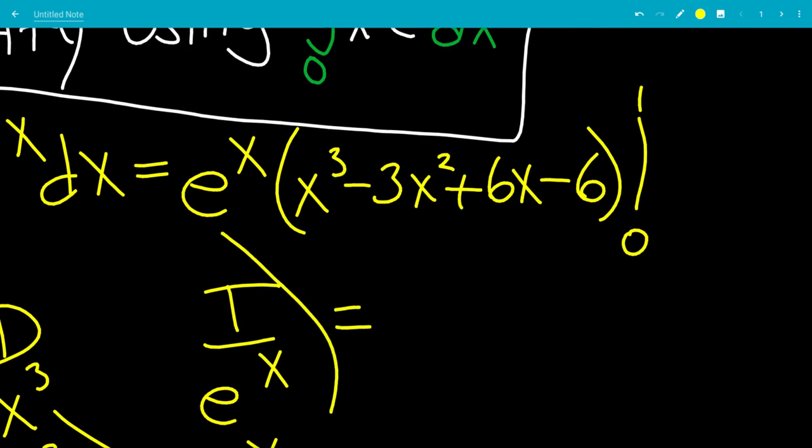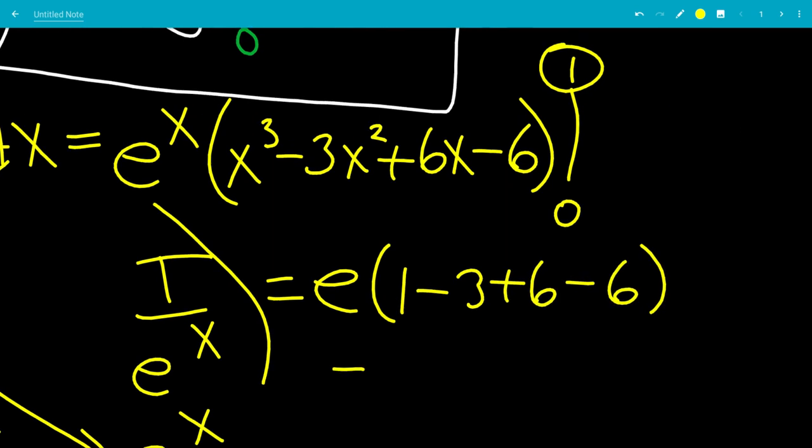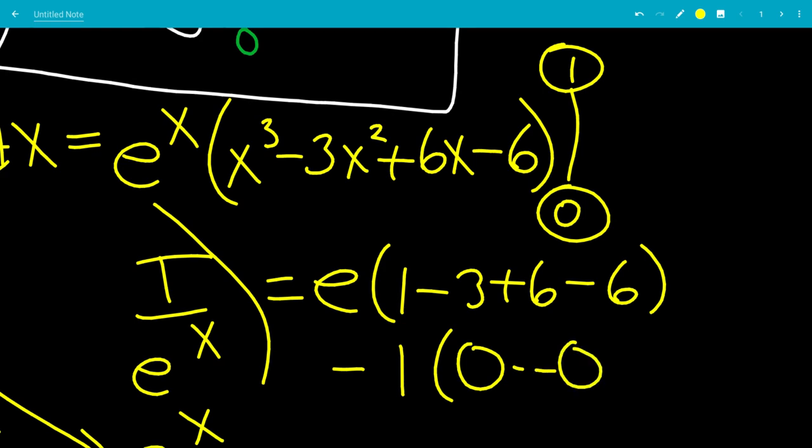Let's plug in 1 first, so x equals 1. At x equals 1, we get e times 1 minus 3 plus 6 minus 6. And then we're at the minus, plugging in x equals 0. e to the 0 is defined to be 1. And then we'll have 0, and then 0 again. And then the last thing is minus 6.